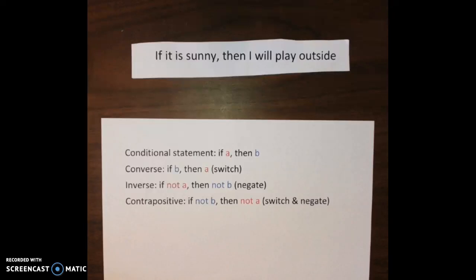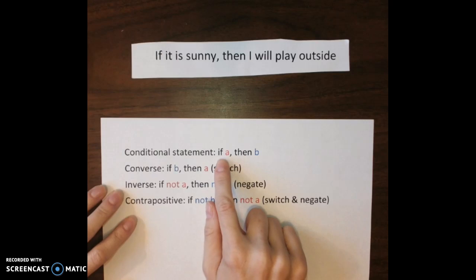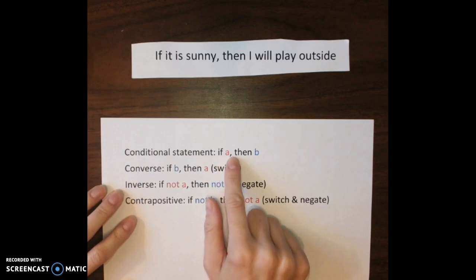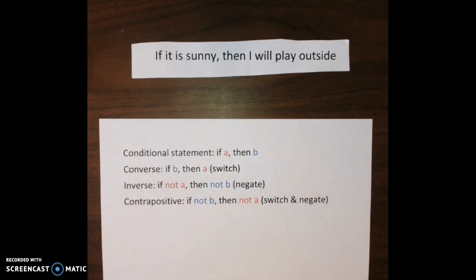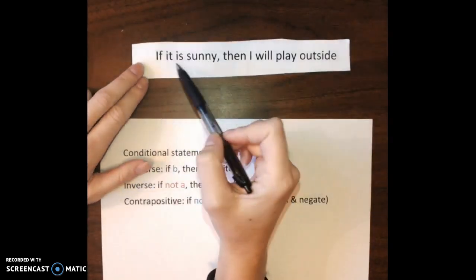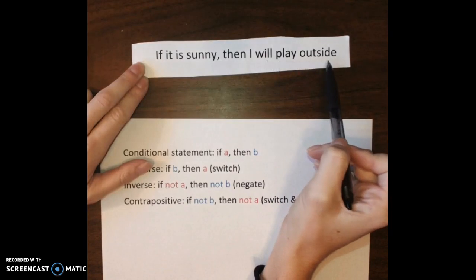So today we're talking about conditional statements. And if you see right here, a conditional statement is in the form, if something, then something. All right, and I've just labeled them A and B to make it a little bit easier to identify. So let's look at this very first example here. It says, if it is sunny, then I will play outside.